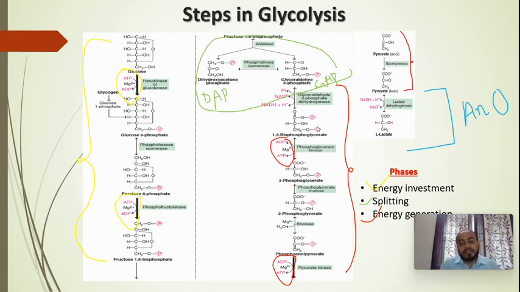Here, when phosphoglycerate kinase is coming into the picture, it will just convert 1,3-phosphoglycerate into 3-phosphoglycerate. And we can also see a side reaction, that ADP is getting converted into ATP. Means these are the steps where energy is getting produced.